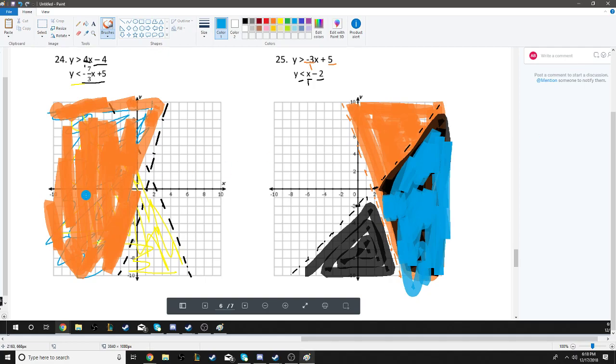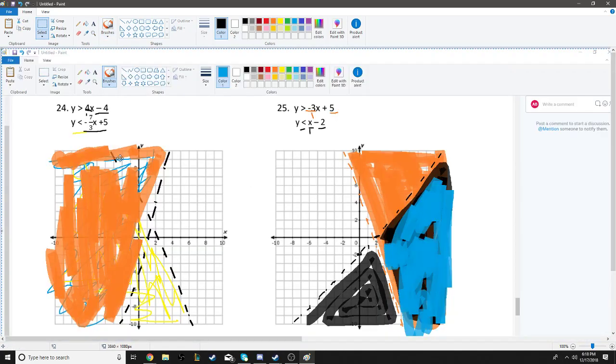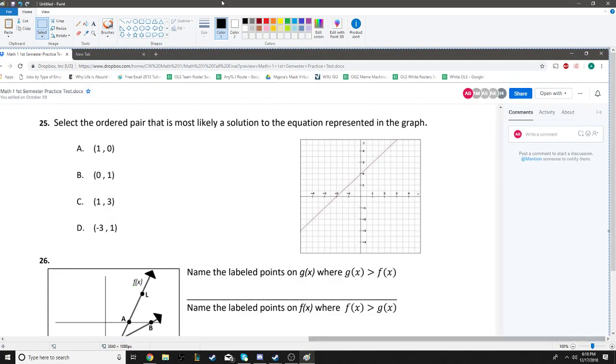Alright, next one. Select the ordered pair that is most likely a solution. 1, 0 is right there. There. There.